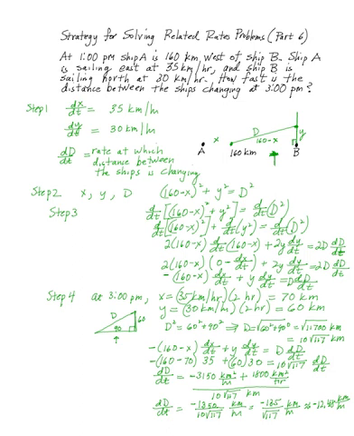Now, what does it mean that our derivative of D with respect to time was negative? The rate at which the distance between the ships is changing is a negative 12.48 kilometers per hour. So that means at 3 o'clock the ships are getting closer together at that rate.